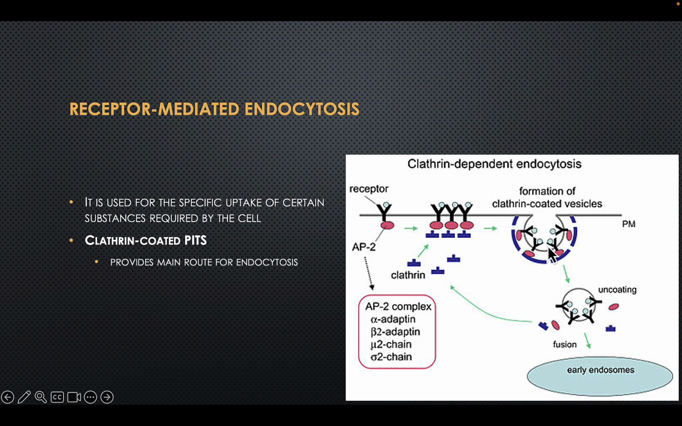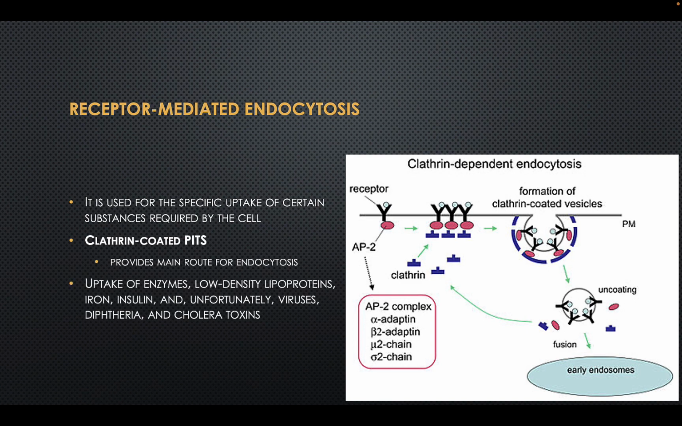And that whole water jet system is going to be stimulated by these clathrin proteins binding to our receptor. And now it's pulling the receptor as well as the vesicle with all of the chemicals into the cell. So these chemicals could be things like enzymes, or it could be some types of cholesterol, which we call LDL or low density lipoproteins, iron, different hormones like insulin, and then we even have viruses like diphtheria or cholera that can move into our cells using this receptor-mediated endocytosis.